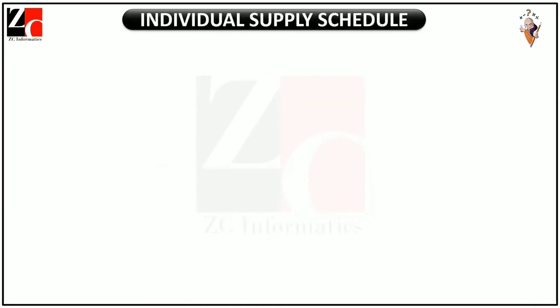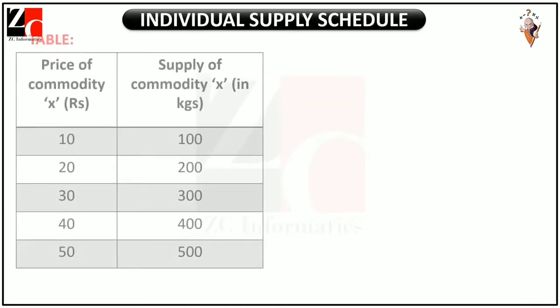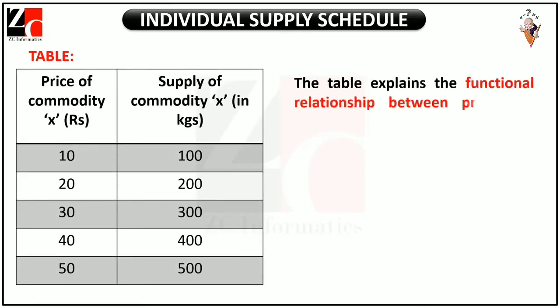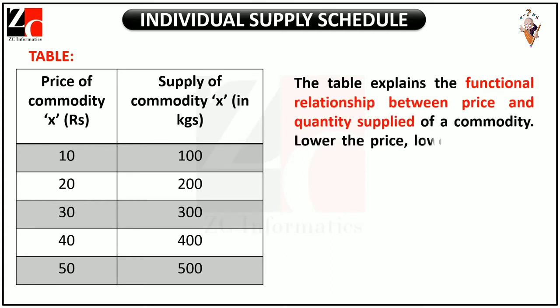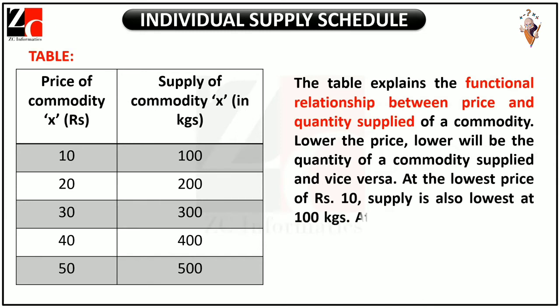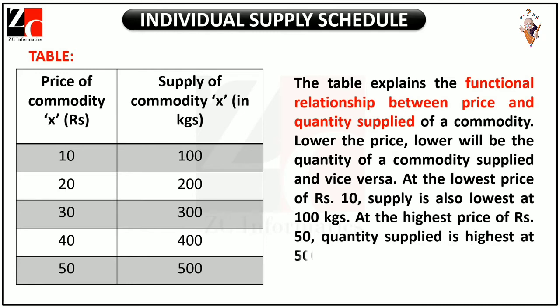Individual supply schedule. The table explains the functional relationship between price and quantity supplied of a commodity. Lower the price, lower will be the quantity of a commodity supplied and vice versa. At the lowest price of Rs 10, supply is also lowest at 100 kgs. At the highest price of Rs 50, quantity supplied is highest at 500 kgs.